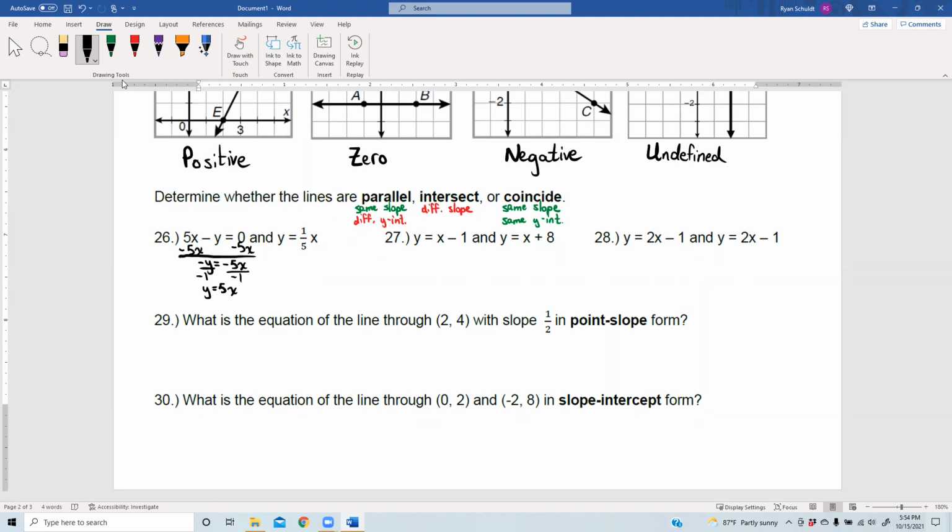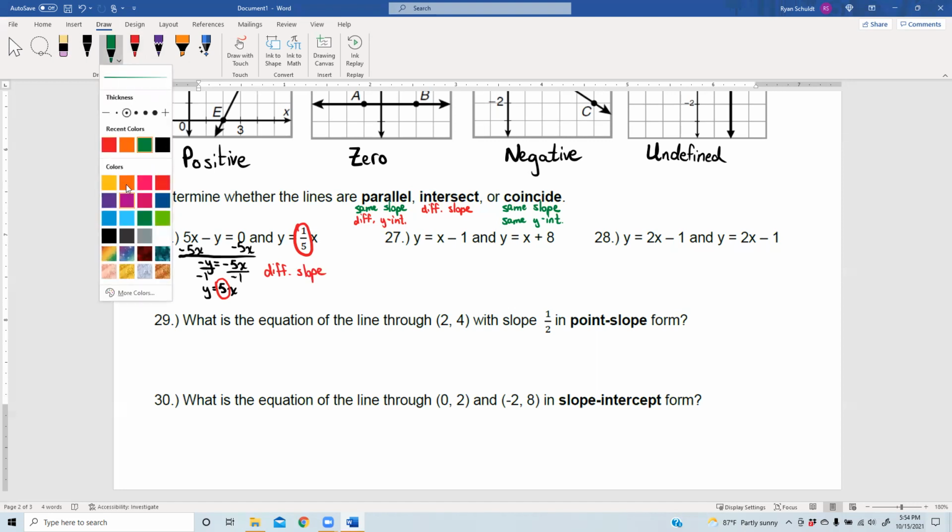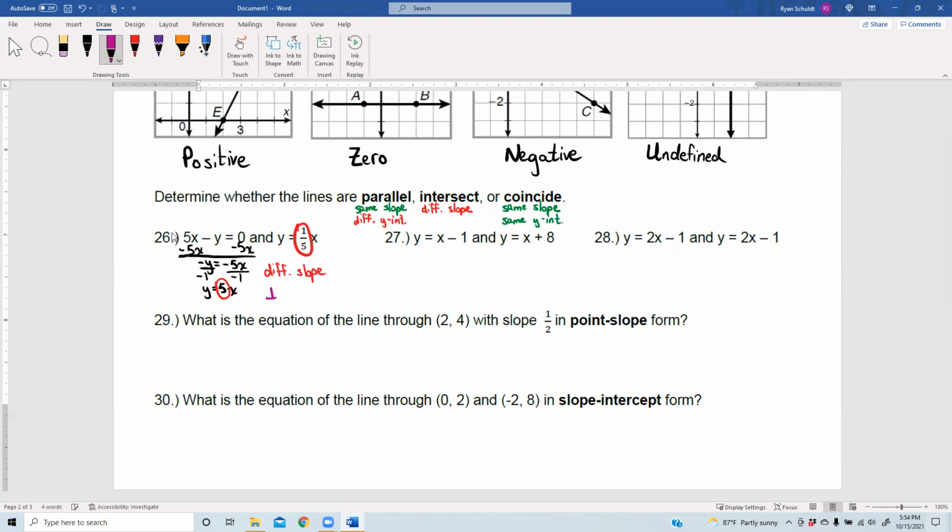So now, look at our slopes. What do we notice about the slopes? I've got 5x, and then I have 1/5 x. Are these the same or are they different? These are different. So that means these have a different slope, which means that they intersect.